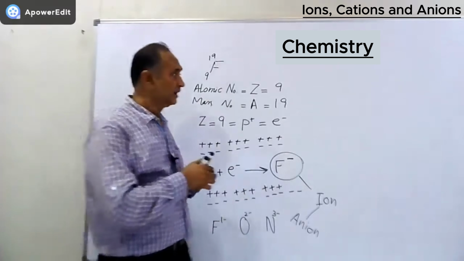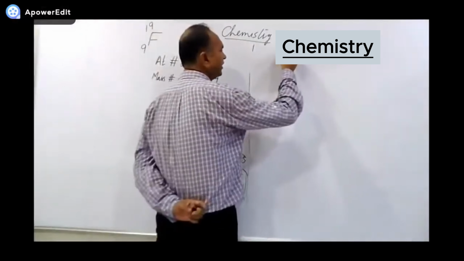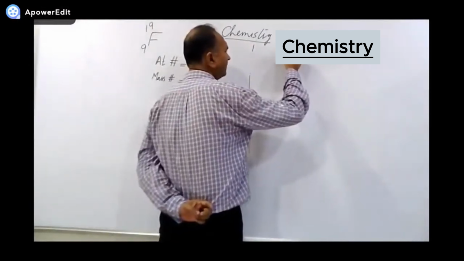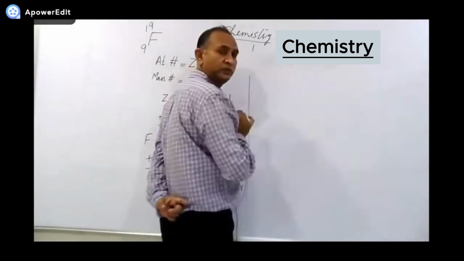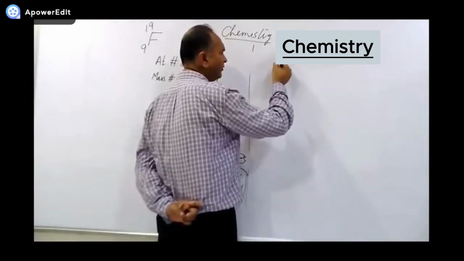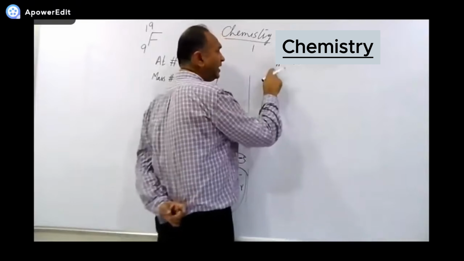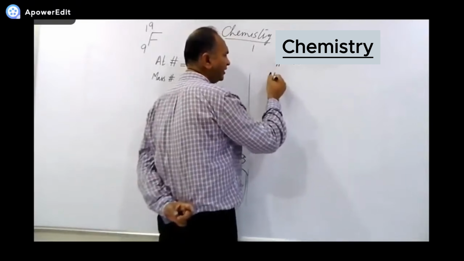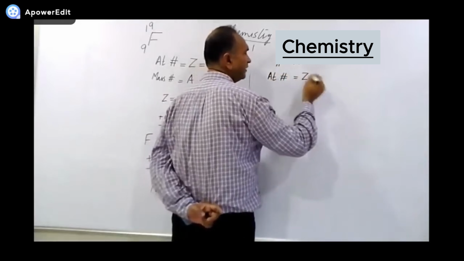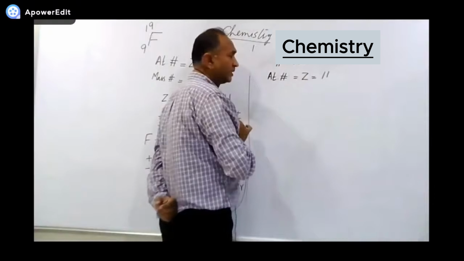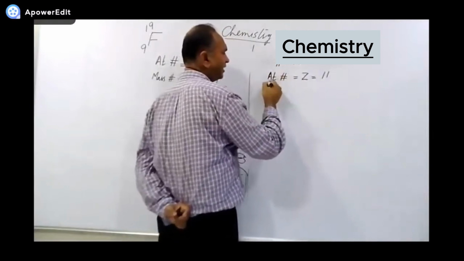Okay, let's see other examples. Suppose we have an example of sodium. What is the atomic number? 11. Sodium 11, 23. Not going into detail. The smaller number represents the atomic number, meaning the Z value, which is 11 over here. And what is the mass number over here? 23.